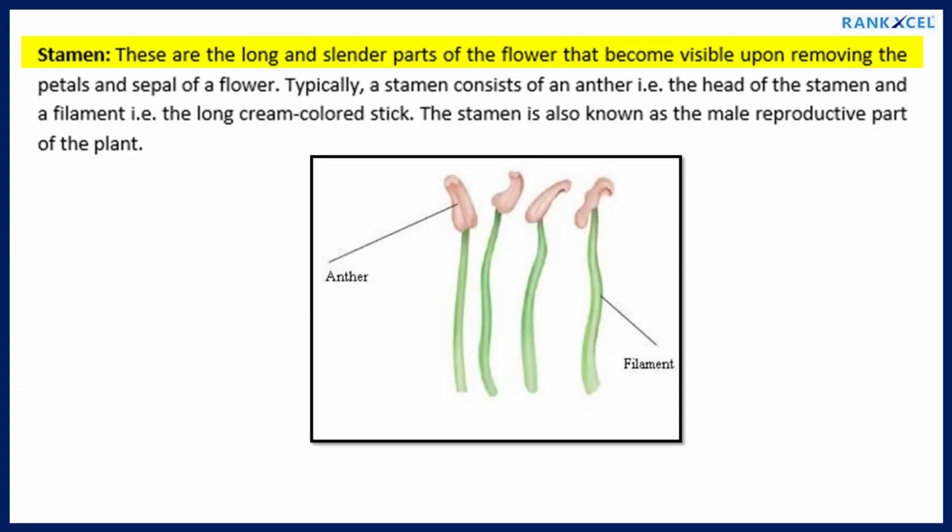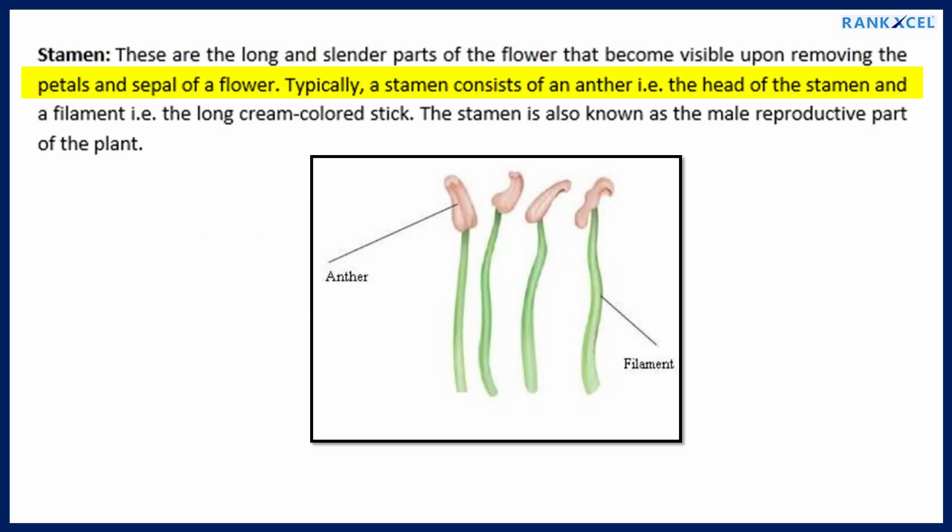Stamen. These are the long and slender parts of the flower that become visible upon removing the petals and sepal of a flower. Typically, a stamen consists of the head of the stamen and a filament, i.e. the long cream-colored stick. The stamen is also known as the male reproductive part of the plant.